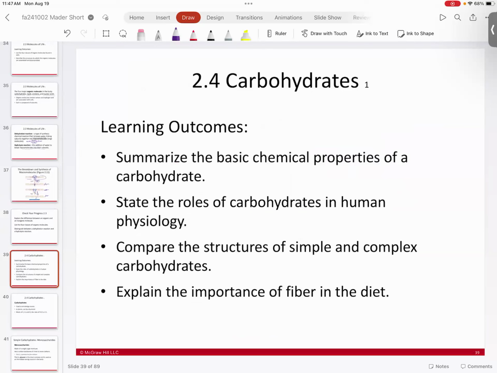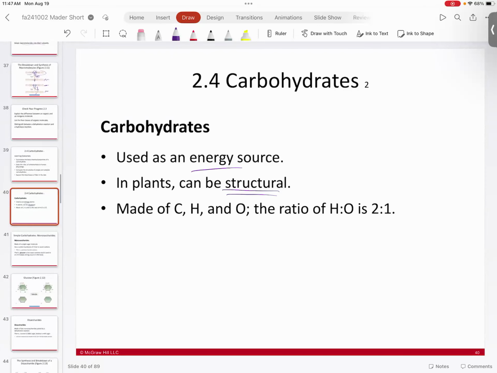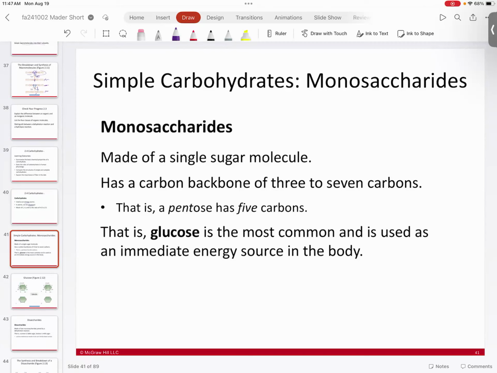So for carbohydrates, we're going to be taking a look at carbohydrates and each one of these guys in turn. Carbohydrate is a huge energy source. In plants, they can be structural as well. Typically, they're made up of carbon, hydrogen, and oxygen in a 2-to-1 ratio. When we take a look at the building blocks, these are what's called the monosaccharides. These are the building blocks.